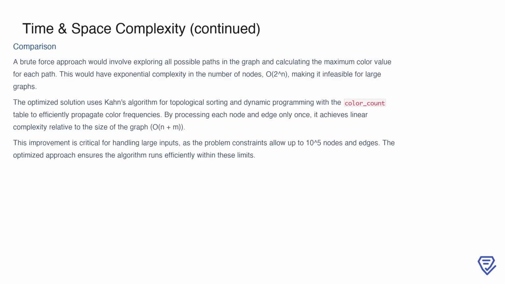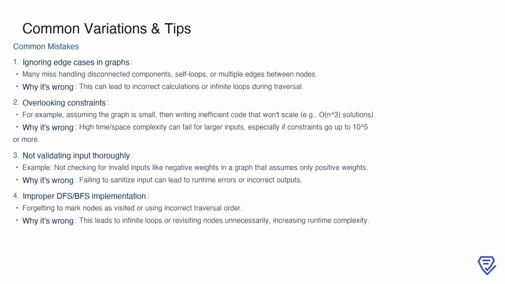By processing each node and edge only once, it achieves a linear time complexity of O(n plus m). This improvement is essential for handling large inputs, as the problem constraints allow up to 10 to the power of 5 nodes and edges. The optimized approach ensures that the algorithm runs efficiently within these limits, making it practical for real-world applications.